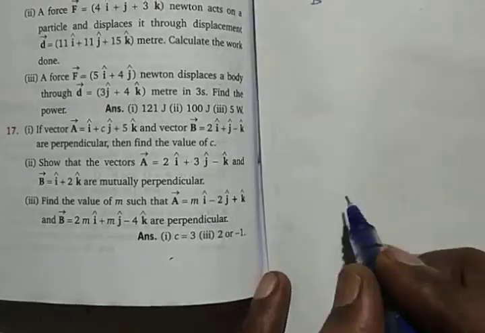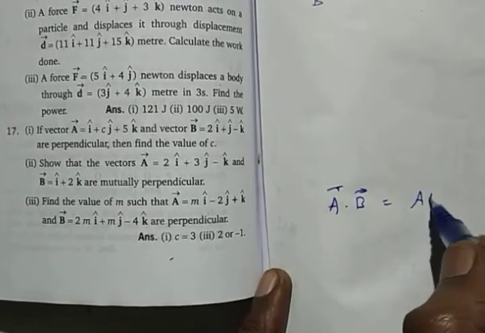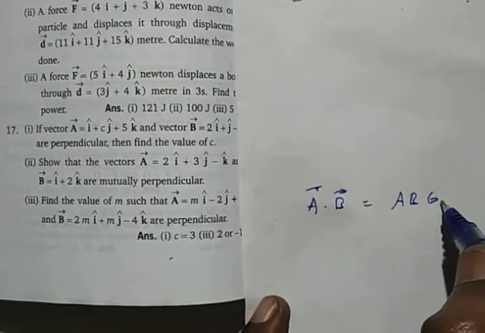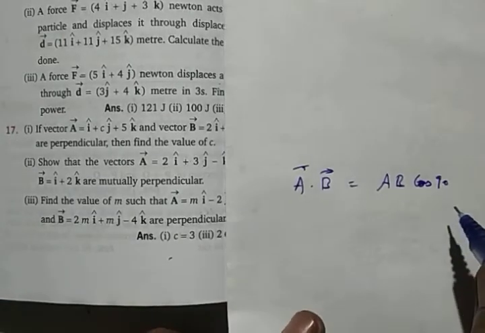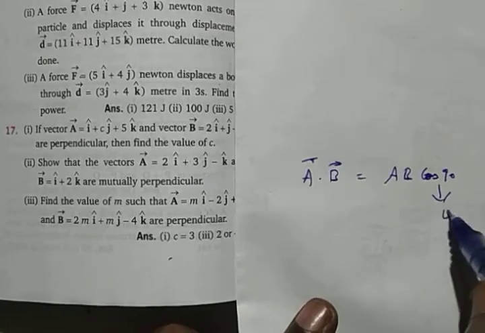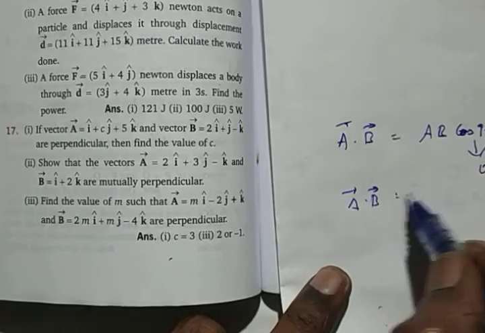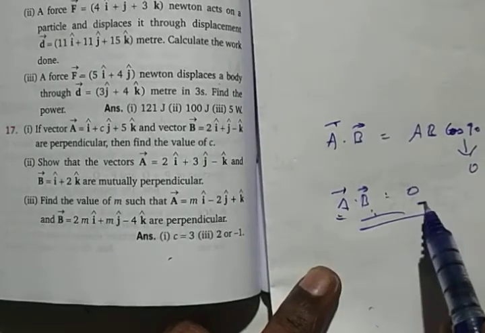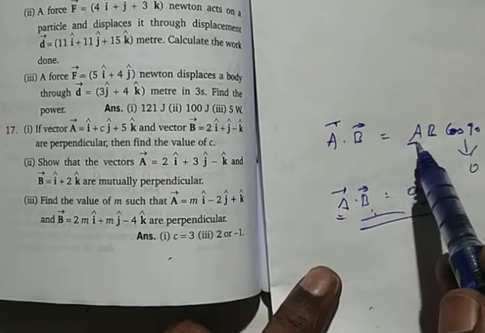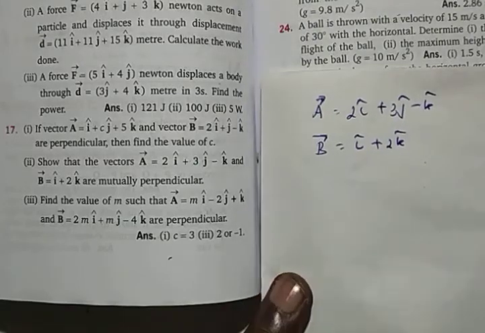If A dot B is equal to AB cos 90, what happens? Cos 90 is 0. So A dot B, you will get the answer as 0. Whenever you do the dot product and you get 0, that means A and B are perpendicular to each other. So you should get the dot product as 0. Now look at this one, the second part of the question.